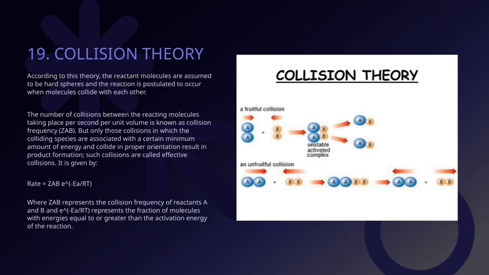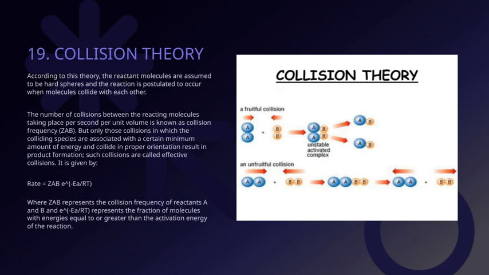This is crucial because it highlights that simply colliding isn't enough. The energy and orientation matter a lot. The exponential term, e to the power of negative E over RT, captures this idea. It's the fraction of molecules that have enough energy to overcome the activation barrier. In terms of the theory, we assume that molecules behave like hard spheres, and a reaction occurs when these spheres collide with sufficient energy and proper alignment.